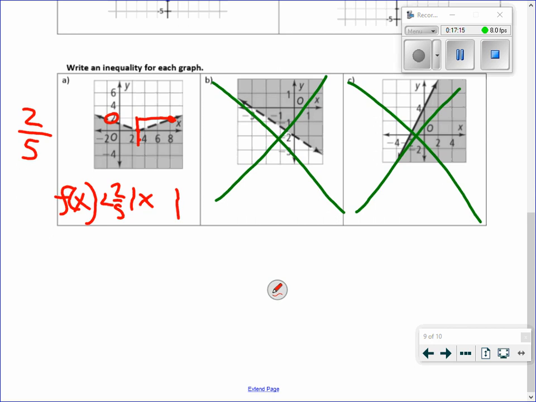So did we go to the right or to the left? To the right by how many? 3. So what should be inside with our -3? Good, -3. And do we go up or down? So that is about it.